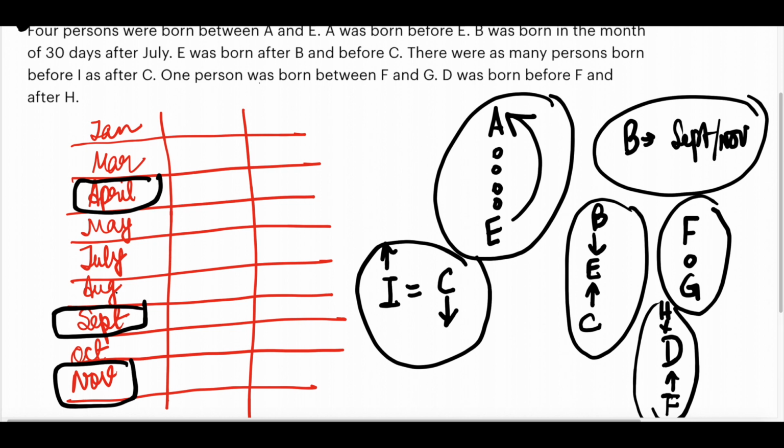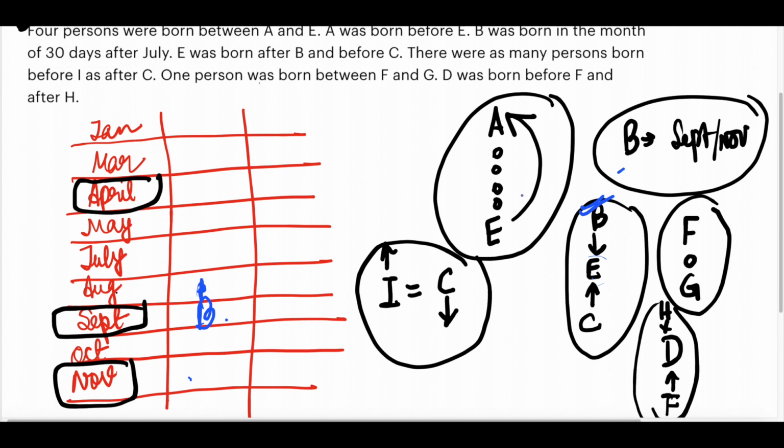Now let's try solving the question. So which condition to start with? So let's start with this condition. B was born either in September or in November. Okay. But you can see if you look at this condition, then you will see that E was born after B. So if you place B here in November, then there will be no place for E. There will be no place for E. So that's why also no place for C. That's why you cannot place B in November. You have to place B here in September.